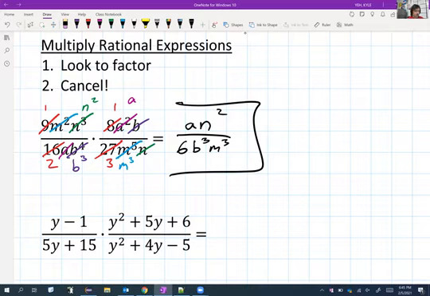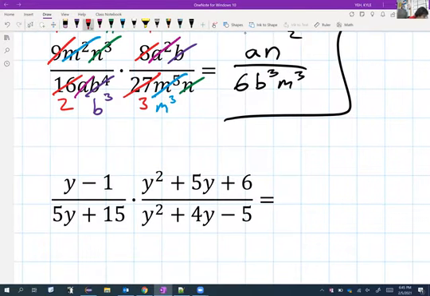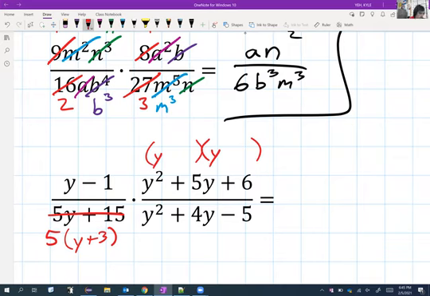Check it out. On the left, y minus 1 over, I'm going to change that bottom to 5 times (y plus 3). Just factoring out a 5, right? What about top right? What would that factor into? Well, how do we get y squared? y and y. Signs are the same. They're both positive, so plus and plus. Multiply to be 6, add to be 5: 3 and 2.